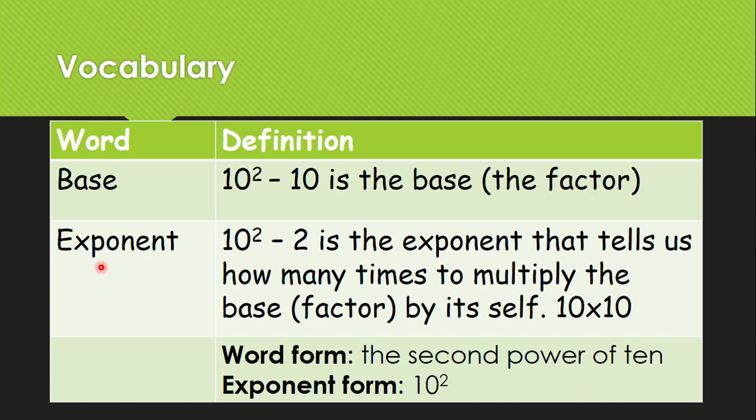Then here we have exponent, and 10 to the power of 2, or a second power. 2 is the exponent, and it tells us how many times to multiply the base or our factor by itself. Here we have 10 to the power of 2, or 10 times 10. The word form is the second power of 10, and the exponent form is 10 with a superscript of 2. Go ahead and write it.